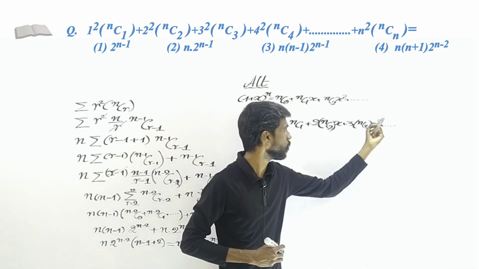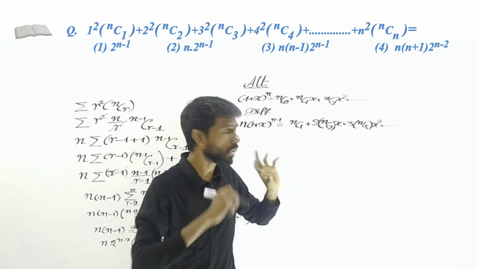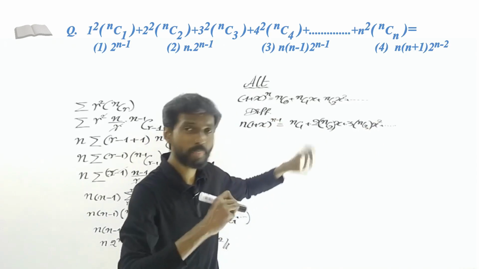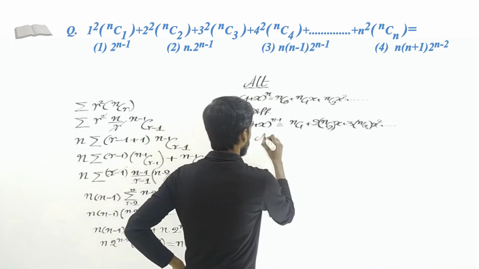3 multiplied by 2. Here, 2 multiplied by 1. But we want 3 multiplied by 3, 2 multiplied by 2. What do you do? Multiply the whole equation, right?